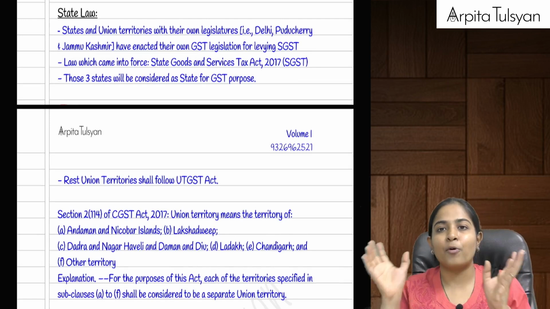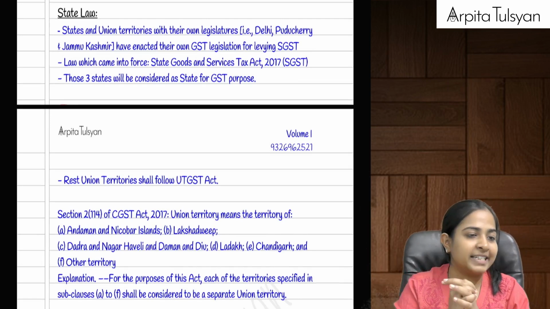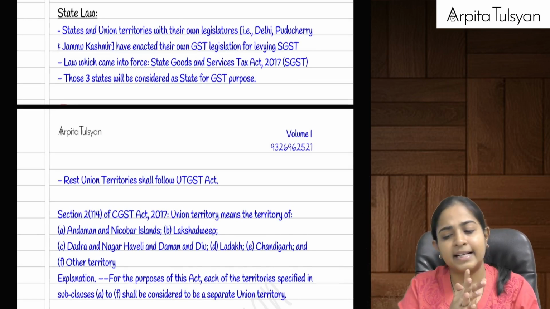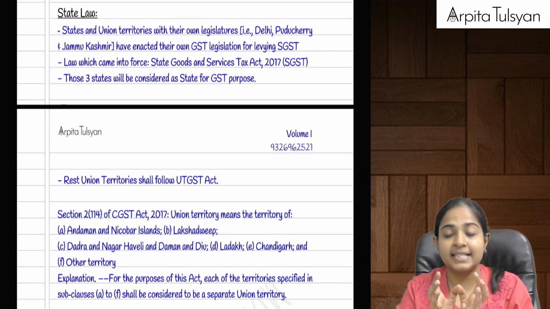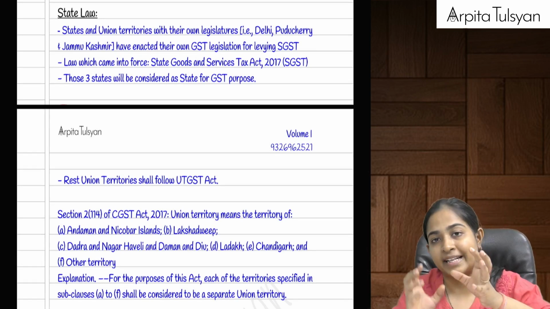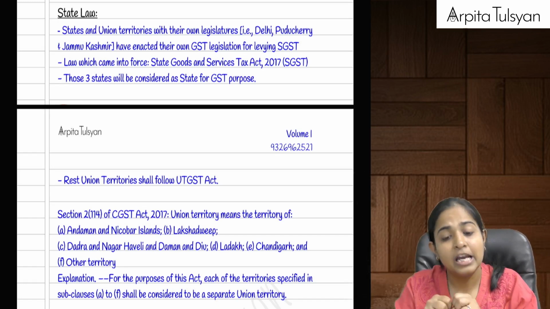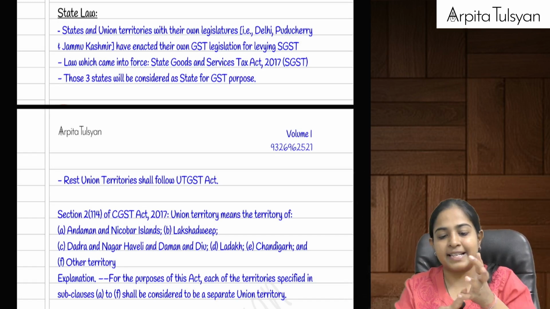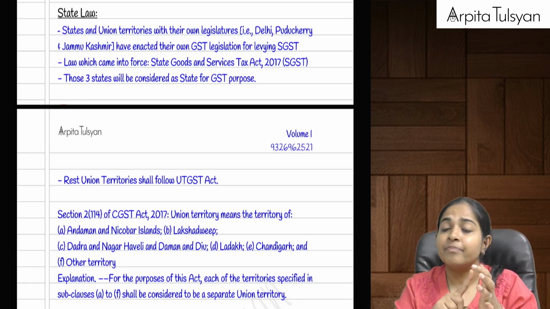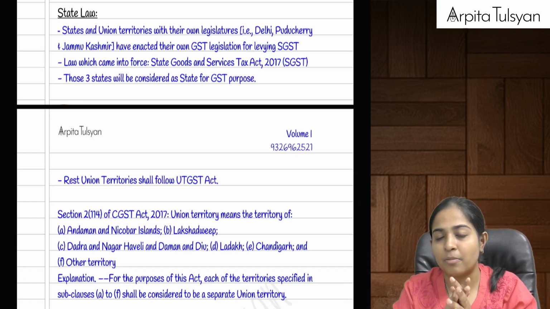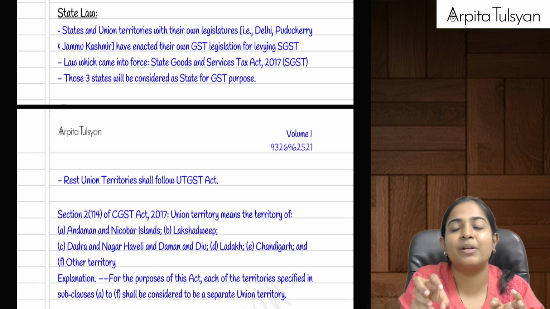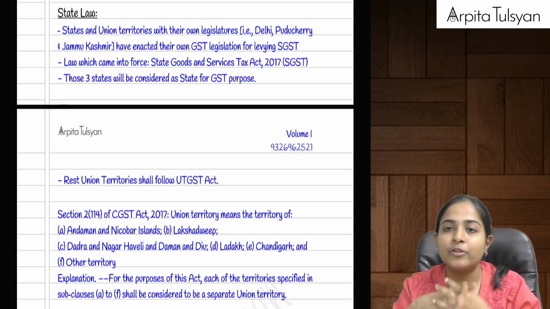Okay, from the state point of view, they asked, will the states make their own laws? They said yes, because now the Constitution has given power to the center as well as the state to collect GST. So the center made its law: the CGST Act, IGST Act, UTGST Act and Compensation Act. Now, even the states will make their own laws. So now there came a bifurcation.